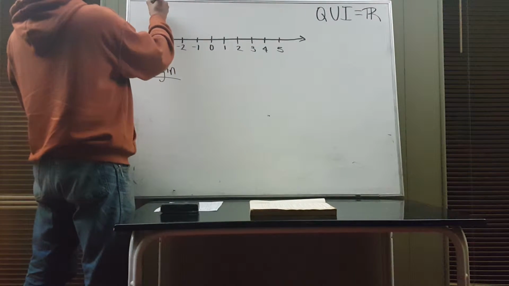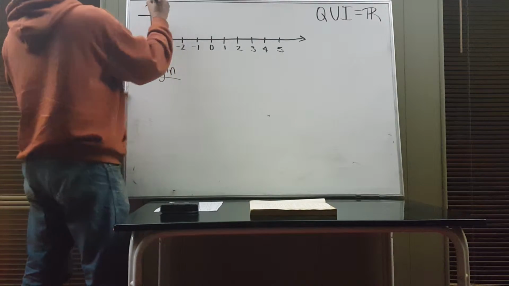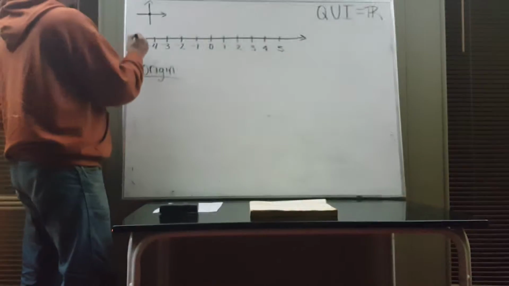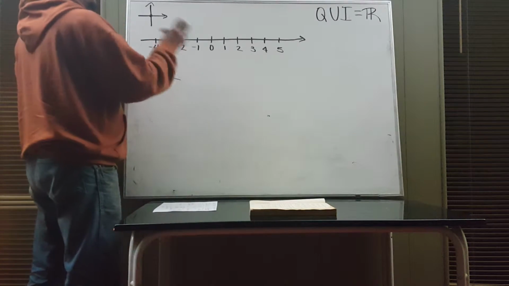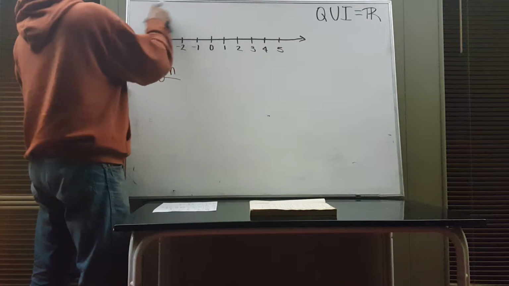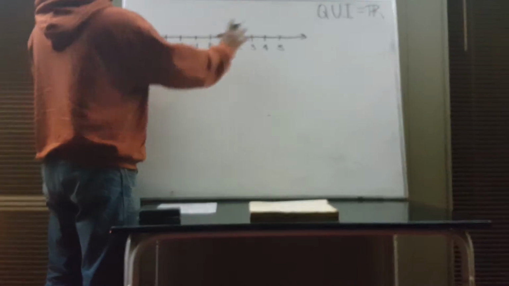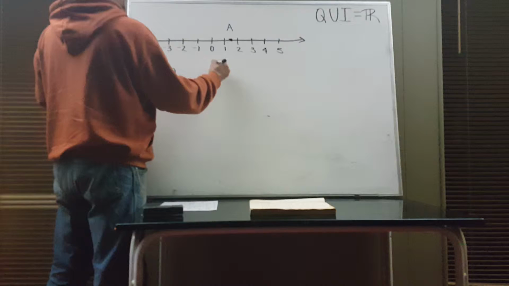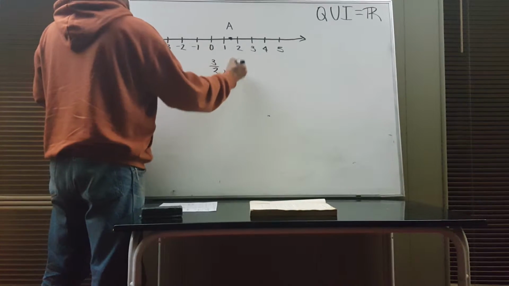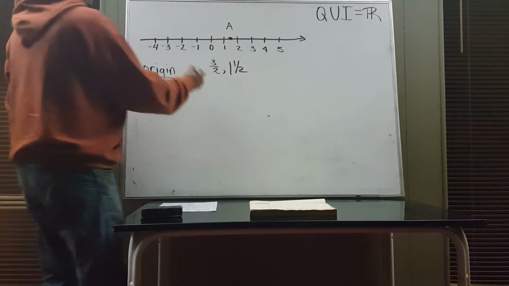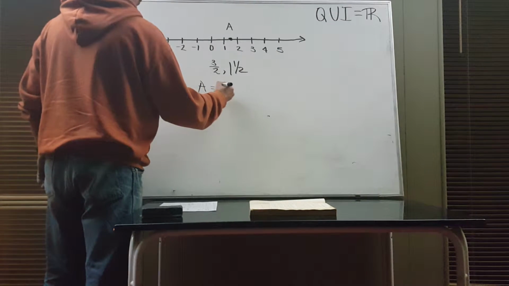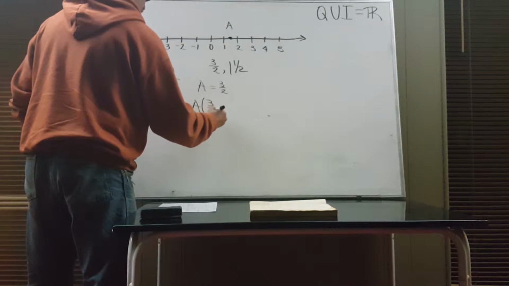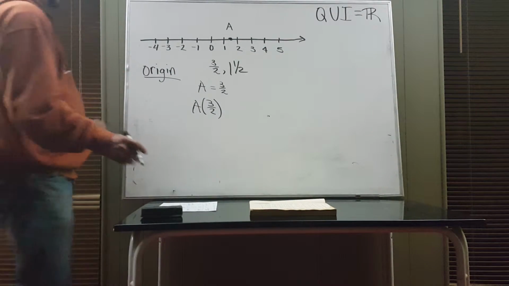Later, in 2 dimensions, it looks like this, where the origin is here, but I don't want to jump too far ahead. A lot of people put arrows on both sides, and that's incorrect. You only put the arrow in the direction that the numbers are increasing. Points on this, let's call this point A. We could say that A lives at 3/2, or A lives at 1.5, whichever you prefer. You can say A is 3/2, or sometimes you could see it written like this. Sometimes this notation is good. Either one works for me.